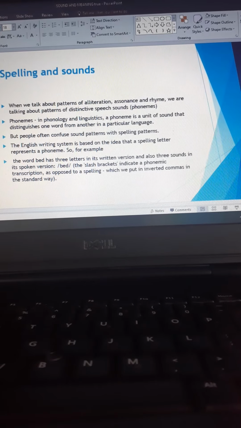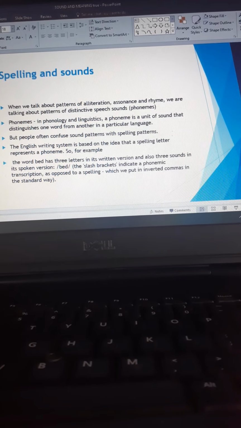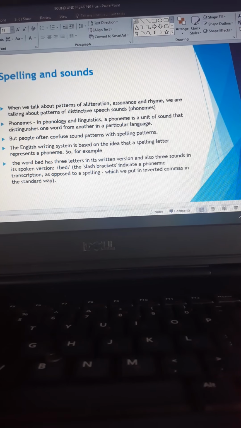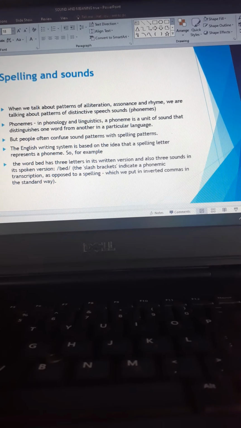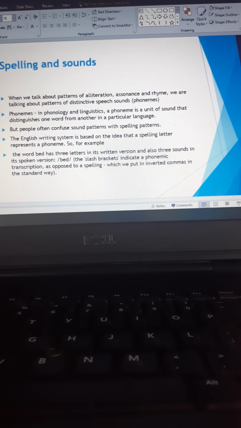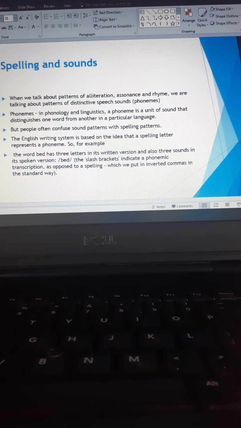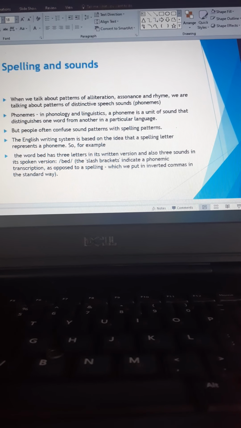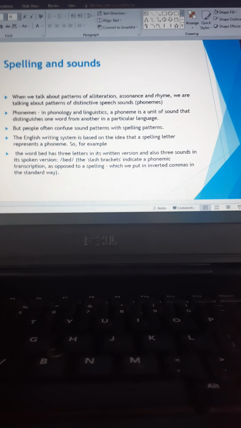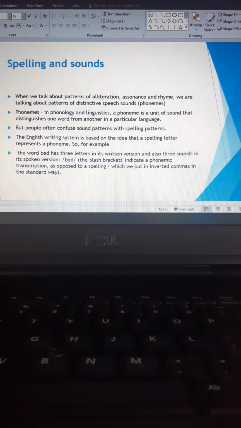When we talk about sound patterns, or patterns of alliteration, assonance and rhyme, we are talking about the patterns of distinctive speech sounds, or the phonemes. A phoneme, in phonology and linguistics, is a unit of sound that distinguishes one word from another in a particular language, but people often confuse sound patterns with spelling patterns.